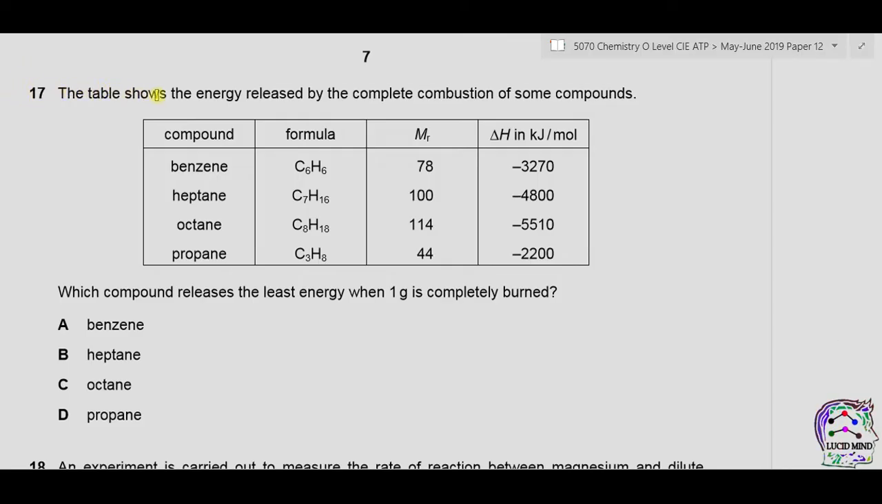Question 17. The table shows the energy released by the complete combustion of some compounds. Which compound releases the least energy when 1 gram is completely burned? Now this energy is in kilojoules per mole, so it is per mole of substance. As we know, 1 mole of a substance is equal to its molecular mass in grams.